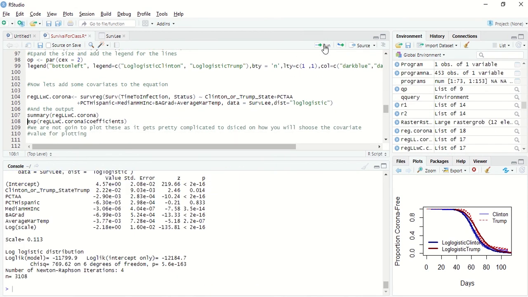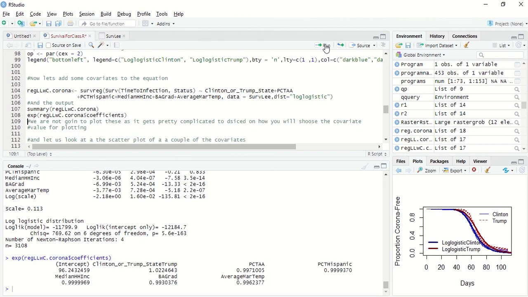We'll run our summary, and again, we can go see that Clinton led to a greater hazard, and then we had African Americans, a lower hazard, African Americans, Hispanics, median household income, grads, and average March temperatures all going the other way. We do our exponentiated coefficients, and there we go.